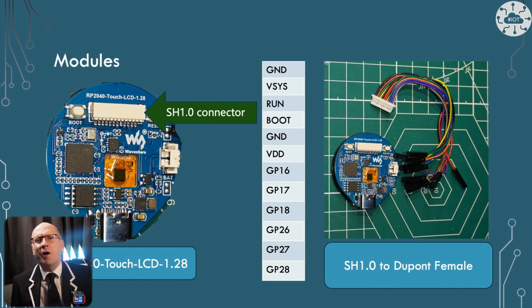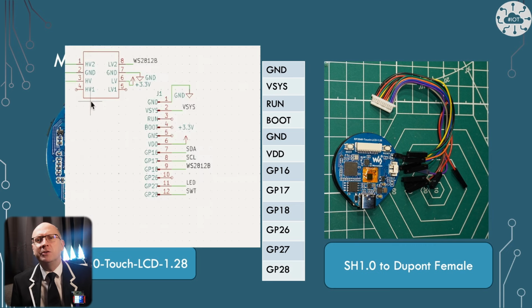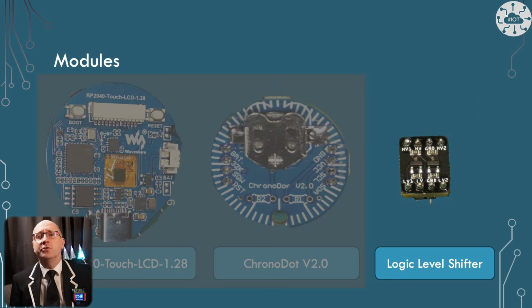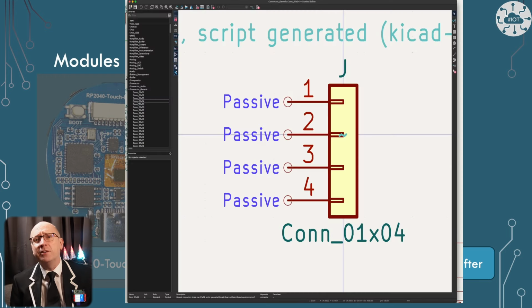For the screen, I can use a DuPont male connector. But to make that easy to use, I'll edit the symbol and rename the 12 pins to the functions for those pins. For the logic level shifter, I do need to produce a custom symbol and footprint. I'll just copy an existing symbol and edit it though.